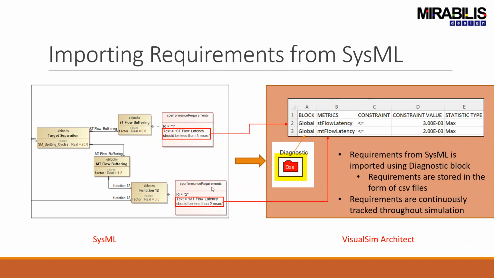So these two requirements are tracked in VisualSim Architect using a utility called Diagnostic Engine, and it reads a CSV file which keeps a record of the requirements. So we can see the ST flow latency, the constraint value of 3 milliseconds is also given here. For the MT, it is 2 milliseconds. So the requirements are being specified on the VisualSim side as well.